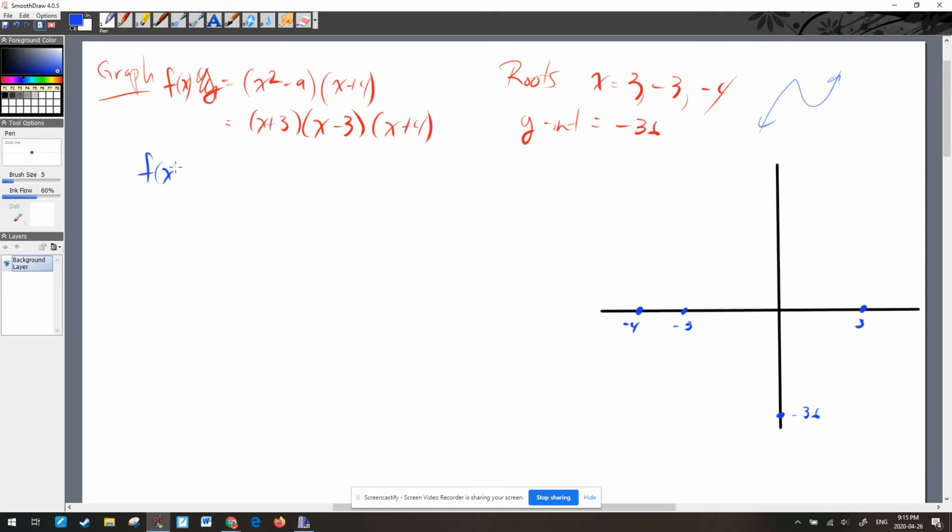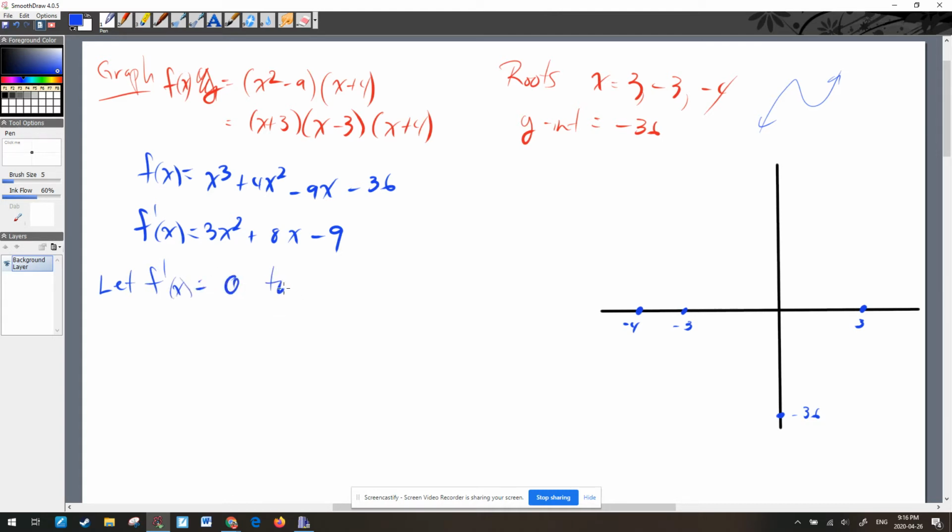So f of x is going to be x squared times x is x cubed plus 4x squared minus 9x, and minus 36. Okay, there's f of x. So I'm going to take the first derivative. f prime of x is going to be equal to 3x squared plus 8x minus 9. I didn't cook this at all beyond having some lovely roots. So I'm going to let f prime of x equal 0 to find criticals.